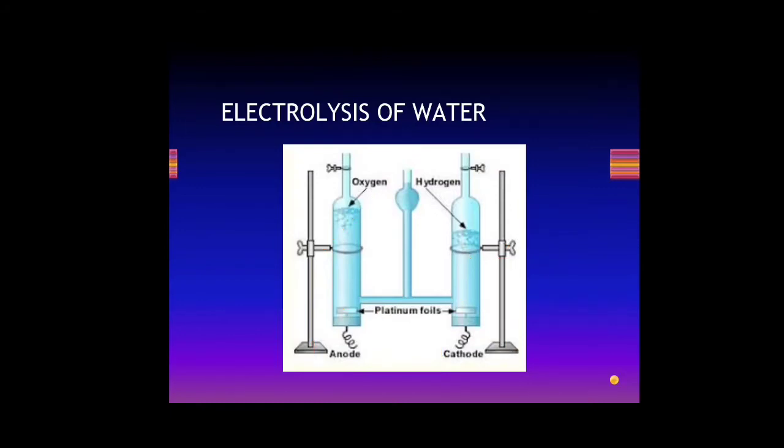So in the anode we see that we have oxygen gas. In anode, oxygen gas is collected, whereas in cathode there is hydrogen gas that is collected. If you see the amount of hydrogen gas, it is double. The hydrogen gas is double that of the oxygen gas. This is because of the reaction that takes place.